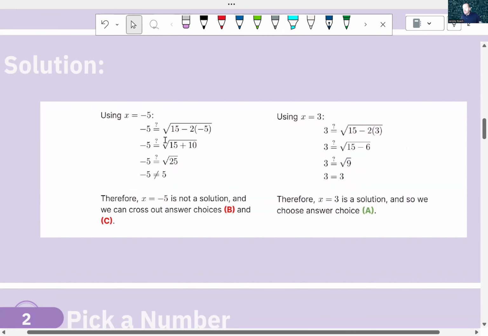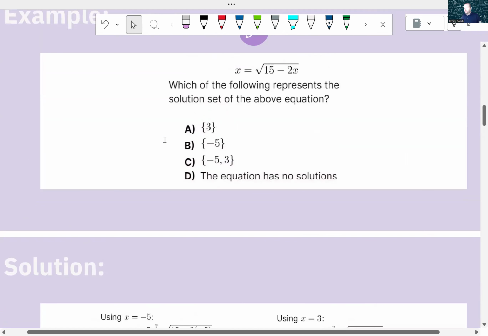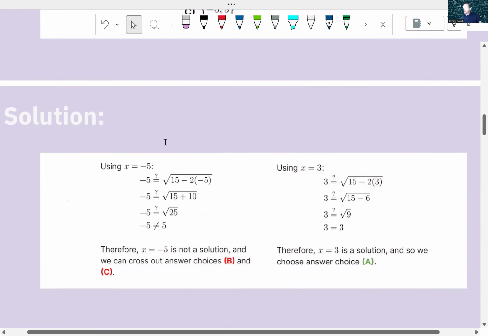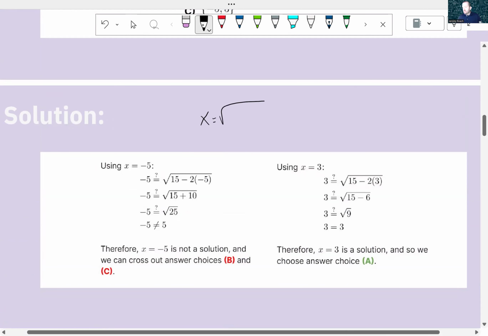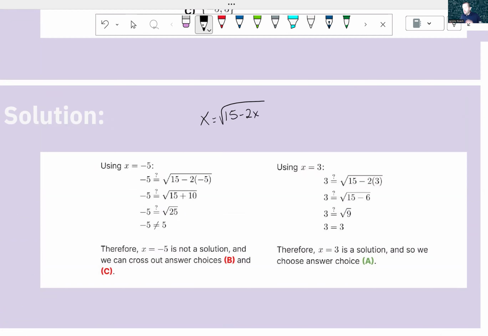Here, if we plug in, our original is x equals the square root of 15 minus 2x. Let me just write that right here, just for our reference. Okay. So we plug in -5 for this. We have a double negative here. This becomes plus 10, square root of 25. And the square root of 25 is 5 and -5, but because it's also positive 5, -5 is not a solution for this.